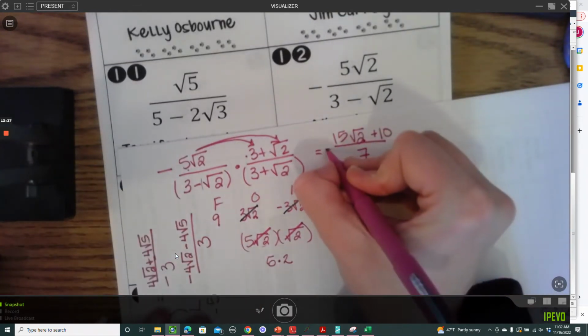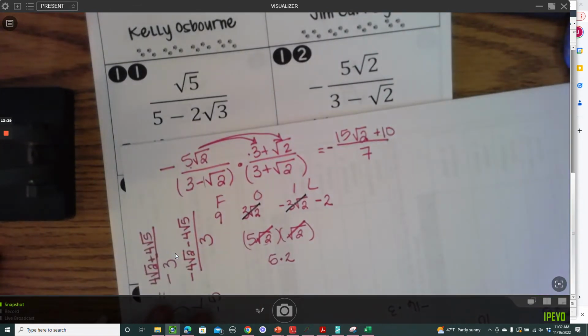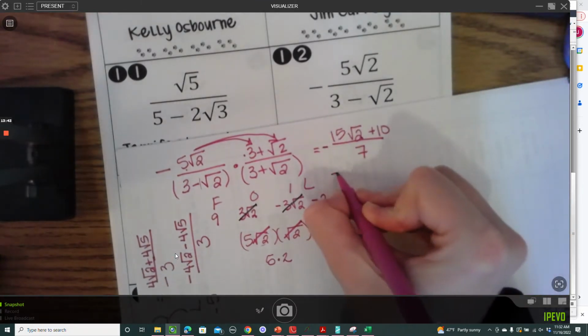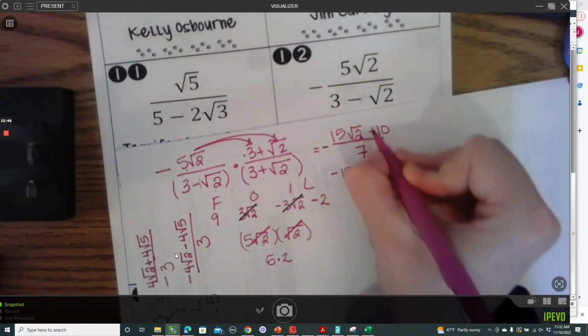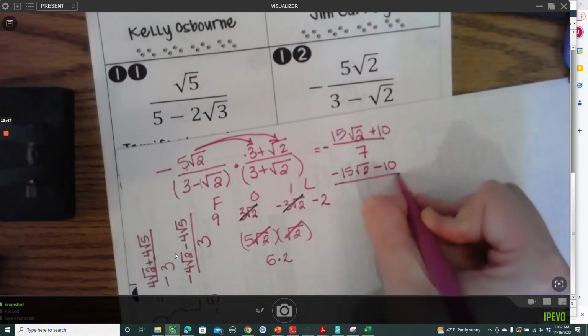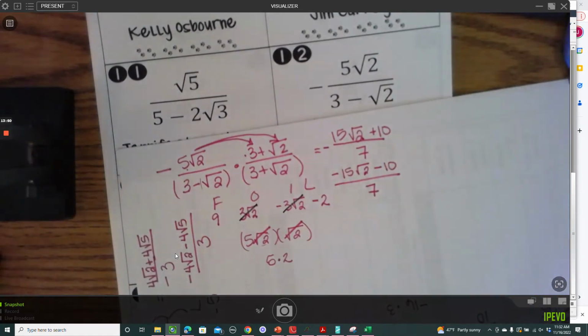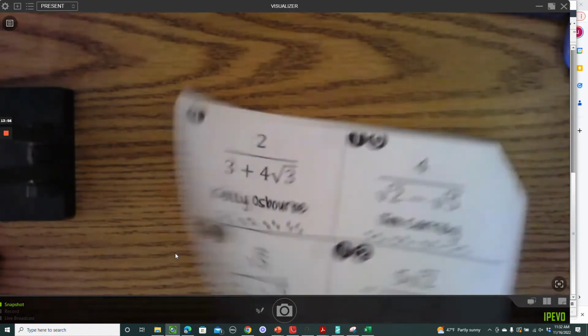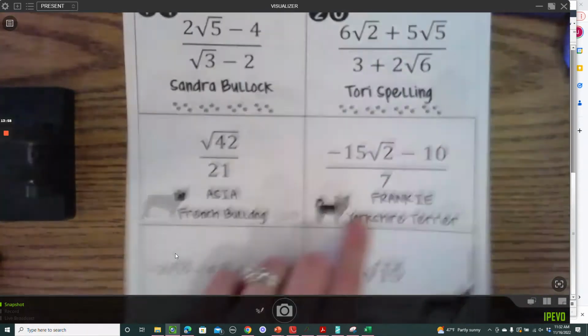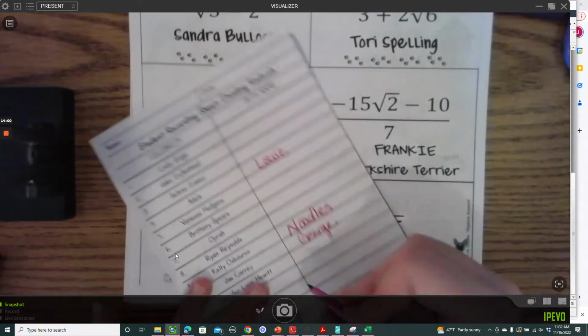That negative is still out in the front. We apply it to everything on the top. So positive 15 becomes negative 15. Positive 10 becomes negative 10. And again, we like the bottom, we like the denominator to be positive. All right, so we're looking for a bottom of 7. So that's Miranda Kerr.